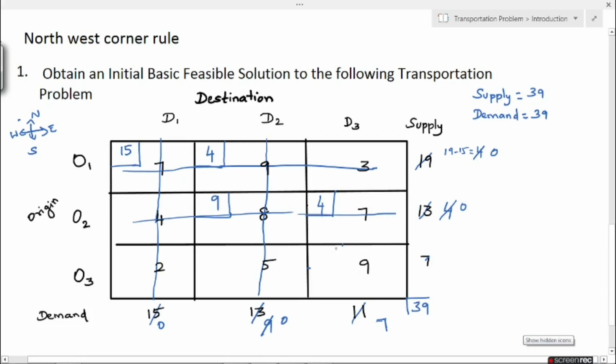After this, we have to allocate here. The corresponding demand and supply value, both are 7. So I have to allocate 7 here. After this, we have to subtract these two values. So 7 minus 7, 0, and here also 7 minus 7, 0. So both row and column will get cancelled because both supply and demand will become 0.